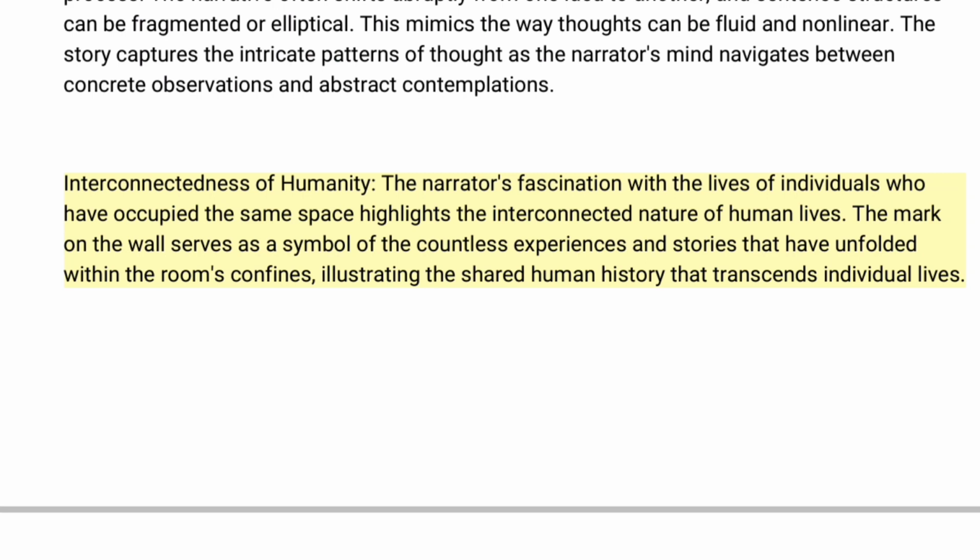Interconnectedness of humanity. The narrator's fascination with the lives of individuals who have occupied the same space highlights the interconnected nature of human lives. The mark on the wall serves as a symbol of the countless experiences and stories that have unfolded within the room's confines, illustrating the shared human history that transcends individual lives.